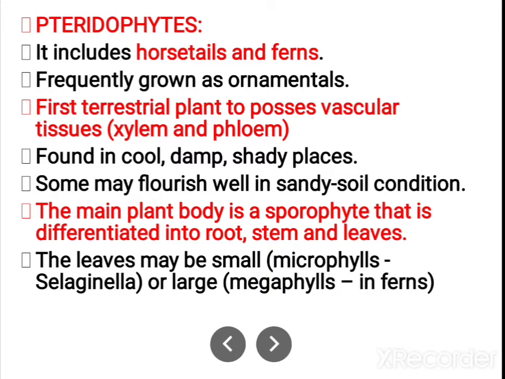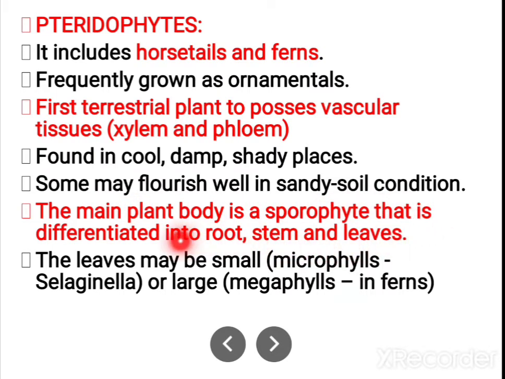The pteridophytes include horsetails and ferns. These are normally grown as ornamentals. These are the first terrestrial plants possessing vascular tissues. Xylem and phloem, differentiated tissues, you can see in the case of pteridophytes. They are found in cool, damp and shady places. When you go to a hill station, you can observe this type of ferns growing there. Some may flourish well in sandy soil conditions also.